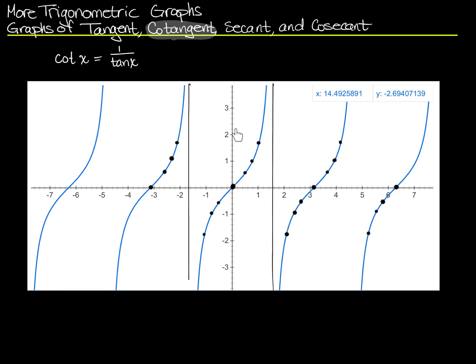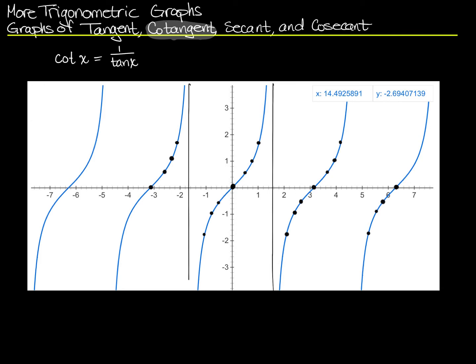So this is my central primary cycle of tangent, right? We have 0, 0. Pi over 6, 0.58, 0.6. Pi over 4, 1. That looks a little high, actually. Pi over 3, 1.73, and so on. And at pi over 2, we have an asymptote. And then we start all over again, but we're in the negative.